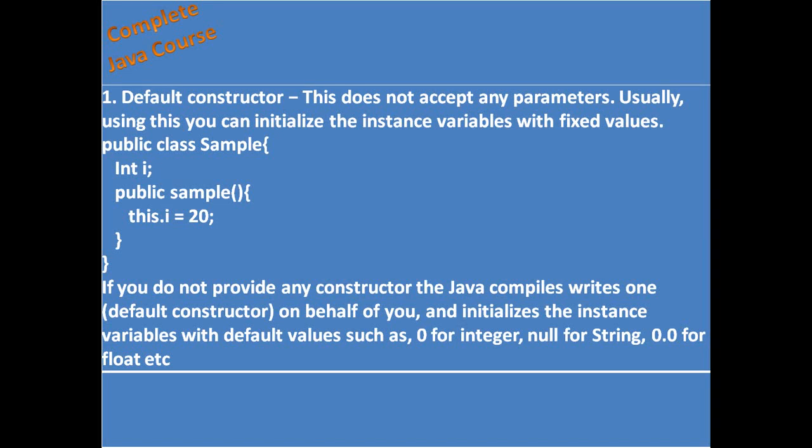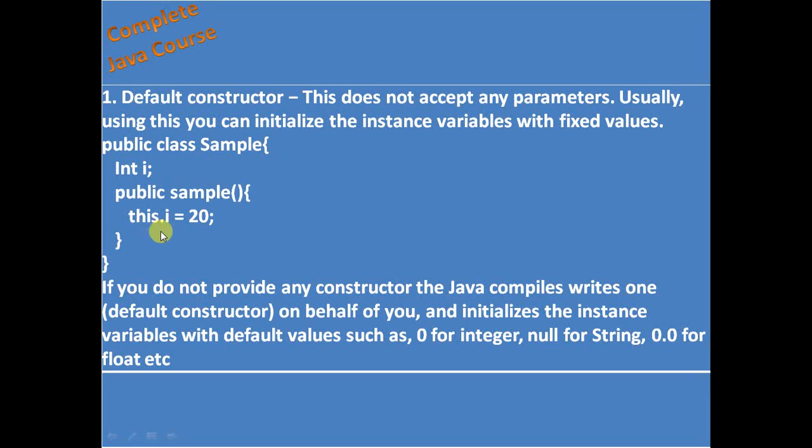The constructor name should be the class name, and a constructor never returns anything. So here is a simple class. We define a class with the name Sample, and we have one property, int i, and public Sample. This public Sample is a constructor, and in this constructor we are initializing the value of i using this.i. This.i is referring to this i because this represents the current class object.